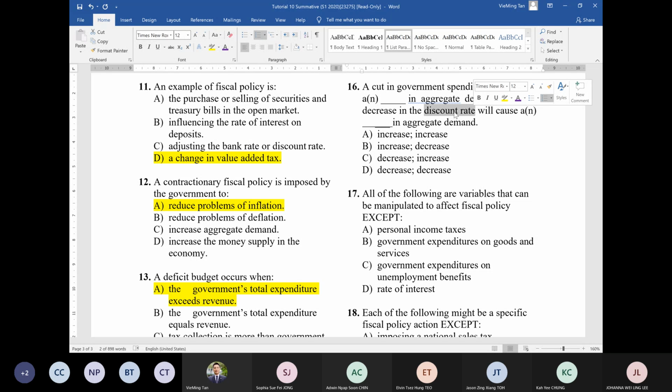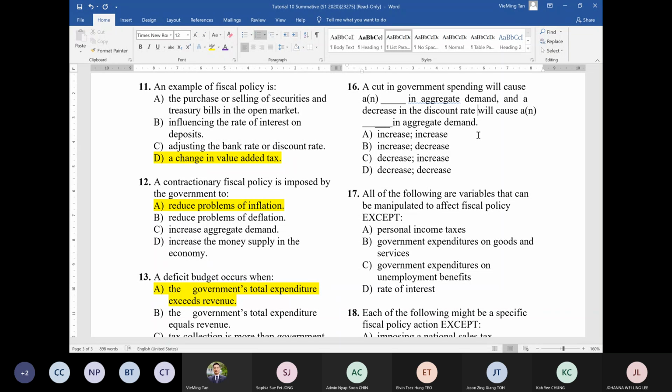Okay, discount interest rate. So if the discount rate is decreasing, that means it's cheaper now for the private bank to borrow money. If that is the case, the private bank can borrow money from the national bank and use this money to lend out to the private sector, to the private firms, and also to individual households. If that's the case, there will be more money available in the market, and this will increase the I and also the C value, and increase the AD.